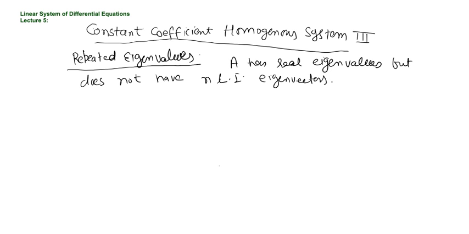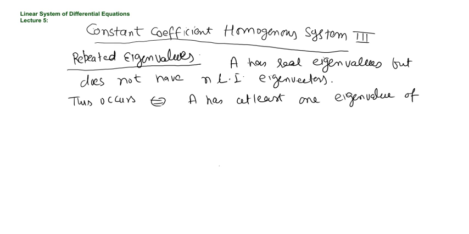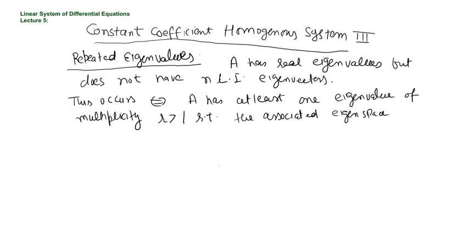So this occurs if and only if A has at least one eigenvalue of multiplicity R which is greater than 1, so that the associated eigenspace has dimension less than R.